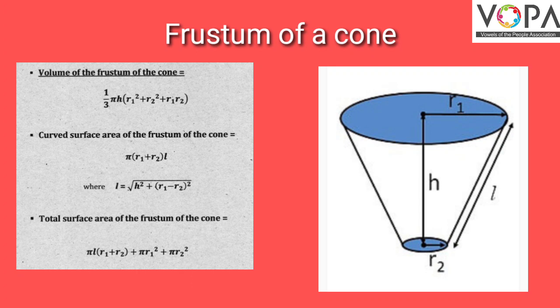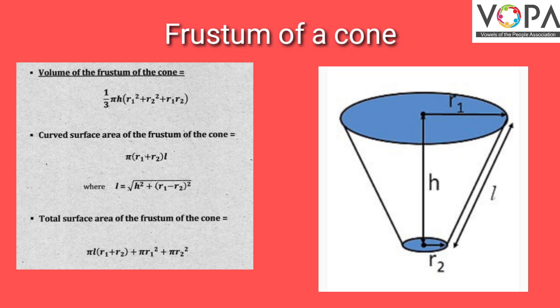The curved surface area of the frustum of a cone is calculated using the formula pi (r1 plus r2) in the bracket multiplied by l, where l is the slant height, and that is equal to the square root of h square plus (r1 minus r2) whole square.